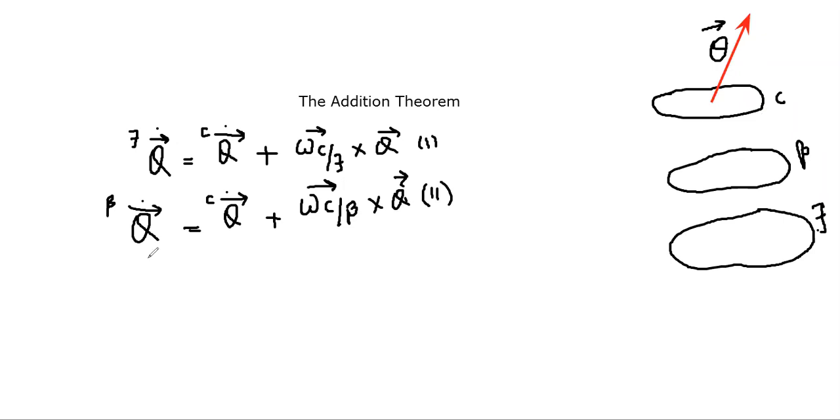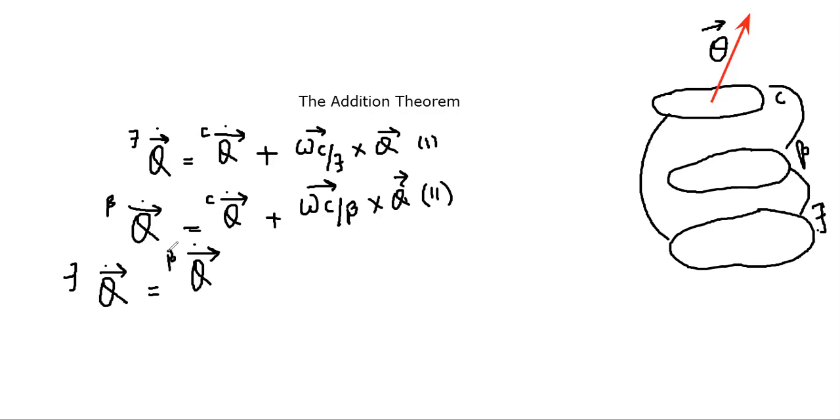Okay. In the same way, we can also write the derivative of vector Q by taking the two frames of reference beta and ground. First we took the derivative between C and ground, then we took the derivative between C and beta. Now let's take the derivative between beta and ground. The derivative of Q in the ground frame of reference will be equal to the derivative of the vector in frame of reference beta, plus the angular velocity of beta with respect to ground, that is omega beta with respect to ground, cross product with vector Q. We call this equation 3.